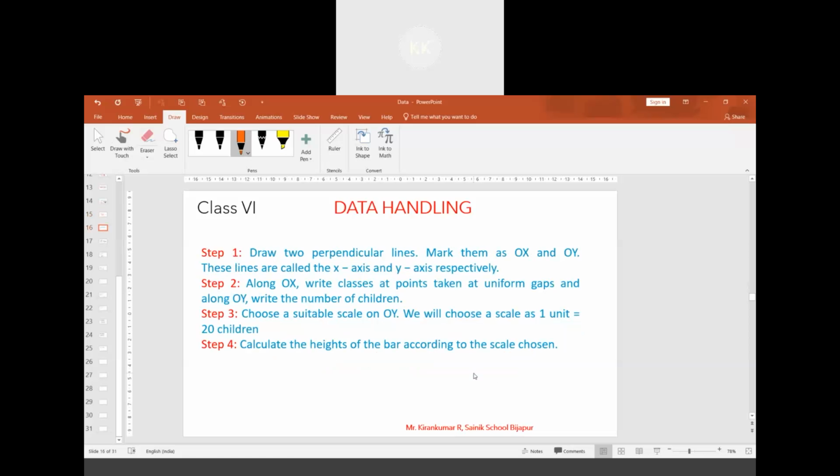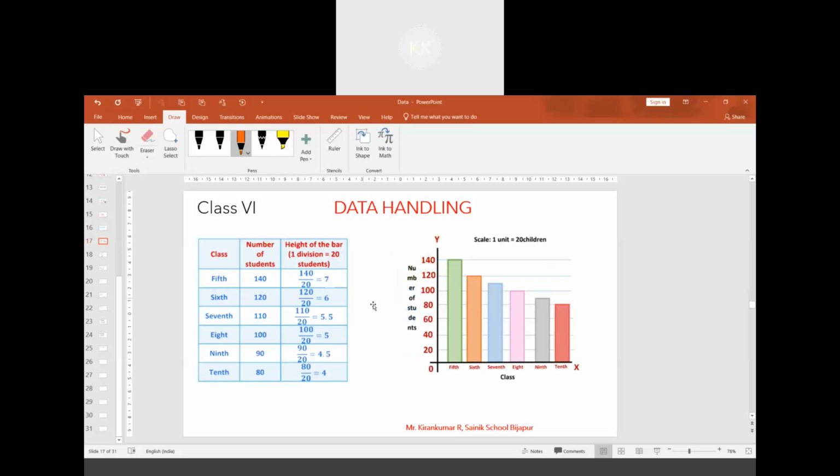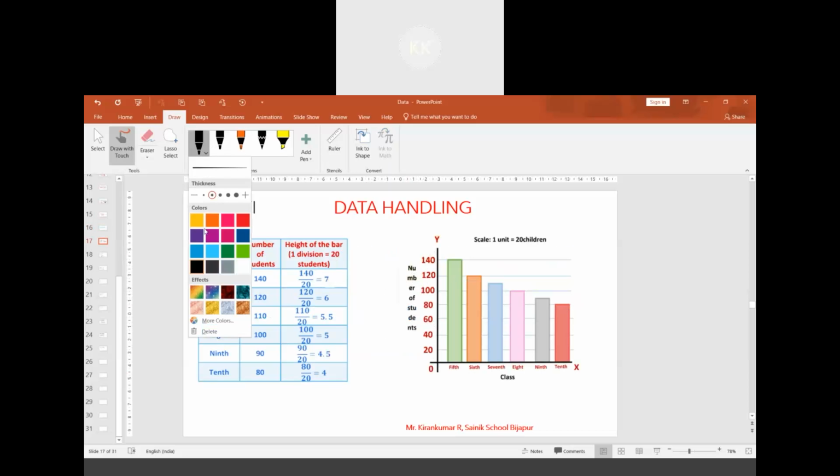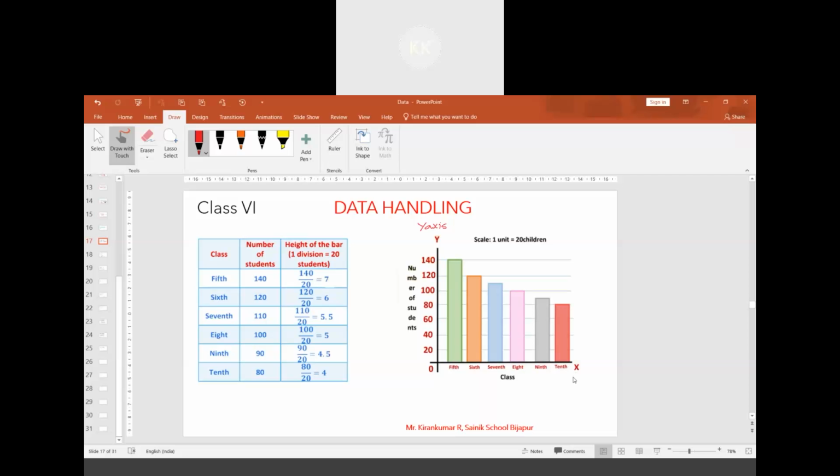Next is to calculate the height of the bar that I have just shown you. The graph would look like this. The number of students are mentioned on the OY, which is the y-axis. Let me mention that. This axis is called the y-axis. This axis is called the x-axis. The x-axis is horizontal, the y-axis is vertical. Here you observe when we divide, we get the units: 7 units, 6 units, 5.5 units, 5 units, 4.5 units, 4 units, and so on.